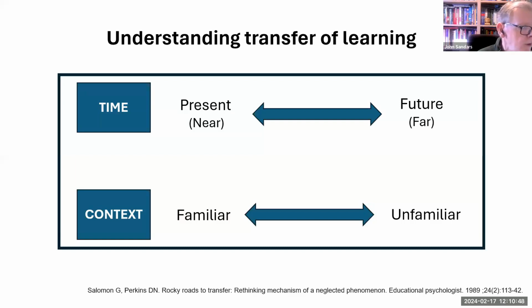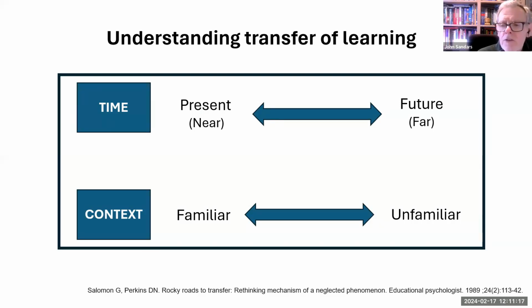One of the most influential pieces of information, which is based on extensive research, and they came up with a conceptual model, was by Salomon and Perkins. And what they said is that there are two dimensions to transfer. One is the timing of when you transfer, and one is the context, and they're both interrelated.